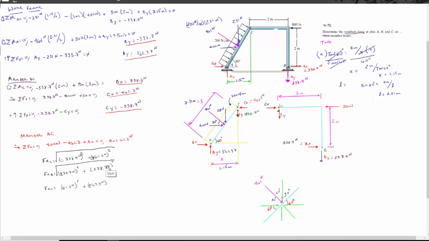So if I take the square roots of them all, the resultant force at C, the force resultant at B, and the force resultant at A, by computing these and putting in my calculator, I get 572 newtons, 479 newtons, and 572 newtons. So those would be my final answers, because they're asking for the force resultant at each point.